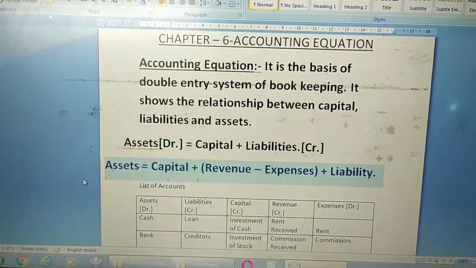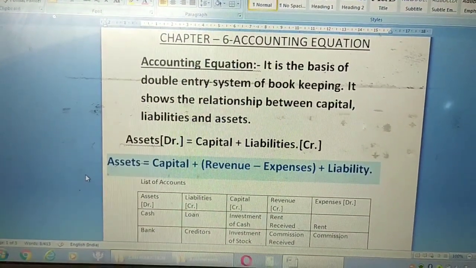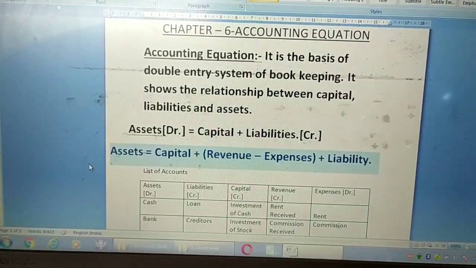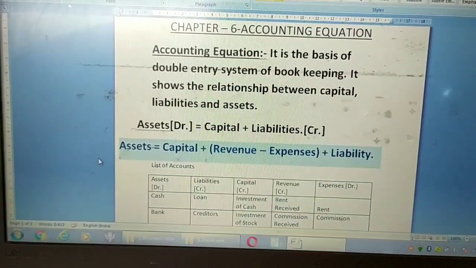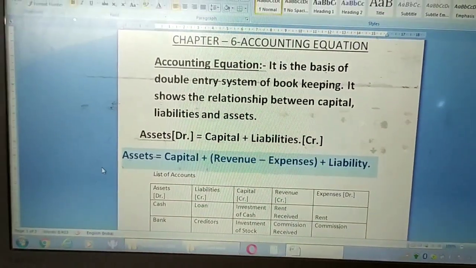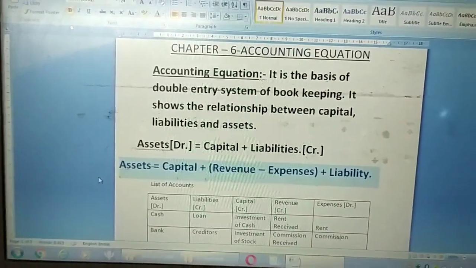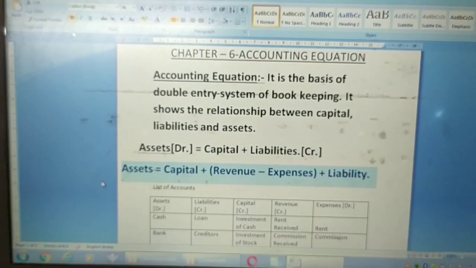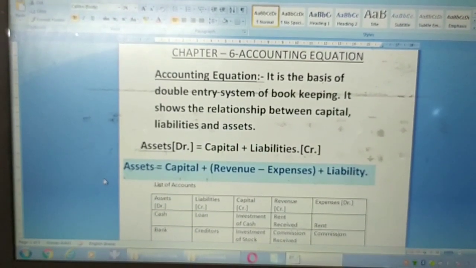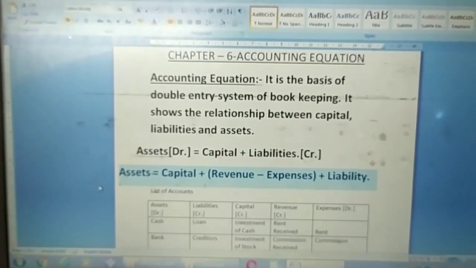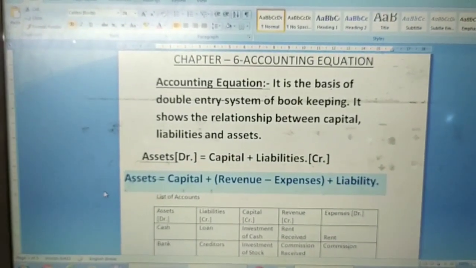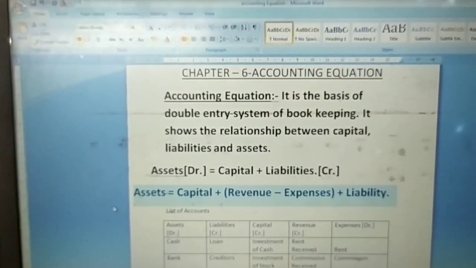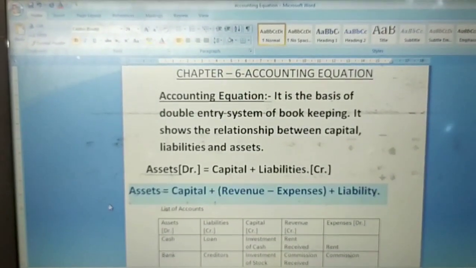Now we should know the formula of accounting equation, which is asset is equal to debit. Asset, which is debit, is equal to capital plus liability, which are credit. Why debit and credit is written? It is because our transactions have double aspect. One aspect is called the debit aspect, one is the credit aspect. We all know that debit must be equal to credit in the transactions. That is why asset being debit aspect is always equal to the credit aspect, which is capital plus liability.